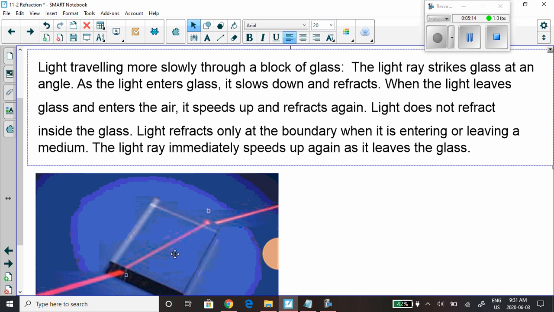So the direction changes, but also the speed changes. The speed of light in the air is much higher than the speed of the light in the glass. We get refraction, bending, and then the light speed picks up again, starts to speed up again as it leaves the glass and goes back into the air. So not only do we get a change in direction, we definitely get a change in speed. And you would have been doing an experiment very much like this in the classroom.